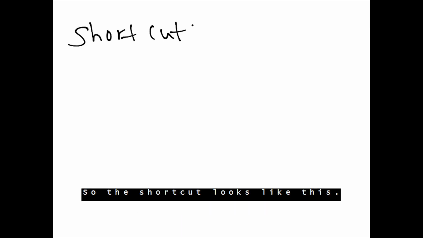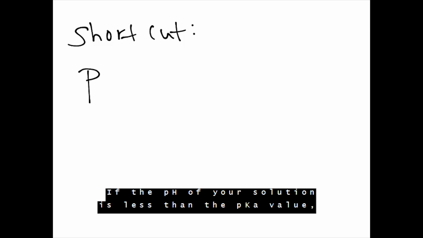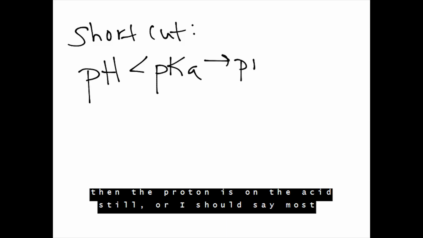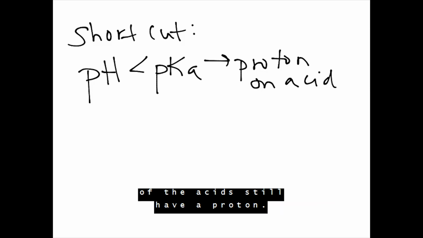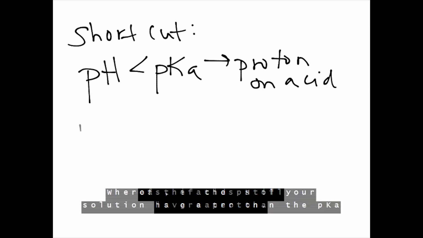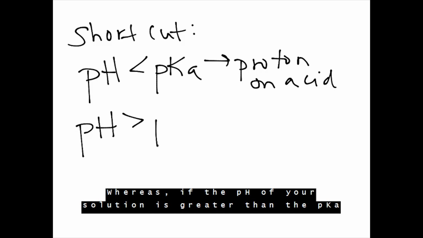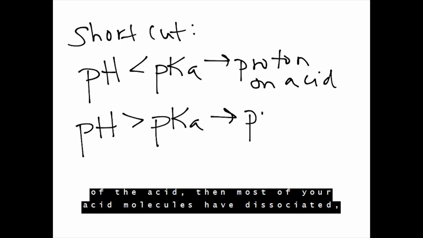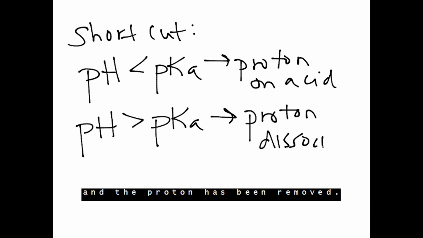So the shortcut looks like this. If the pH of your solution is less than the pKa value, then the proton is on the acid still. Or I should say most of the acids still have a proton. Whereas if the pH of your solution is greater than the pKa of the acid, then most of your acid molecules have dissociated and the proton has been removed.